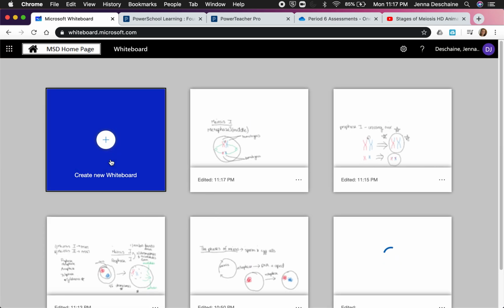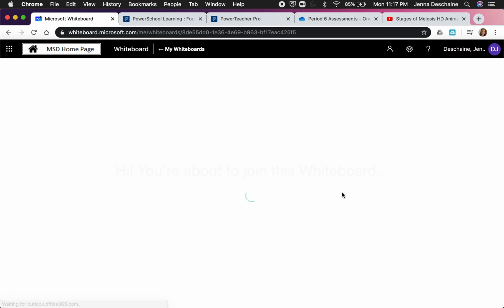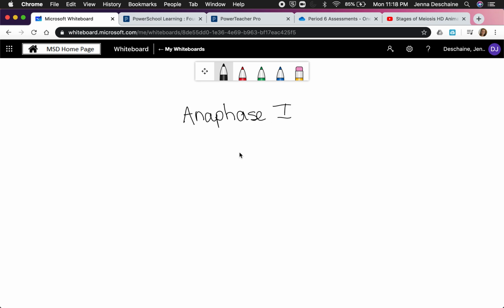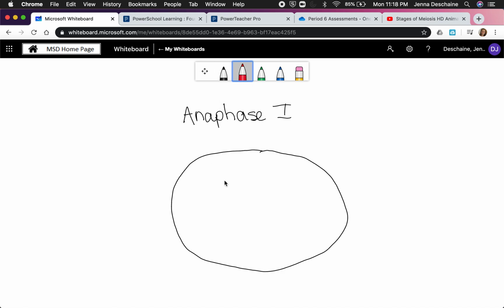anaphase 1, okay? So this is going to be anaphase 1. And what happens during anaphase 1 is those chromosomes that we just had, they start to separate. So I can make this one a little bigger, but that's okay. All right, so I have my blue one and my red ones.